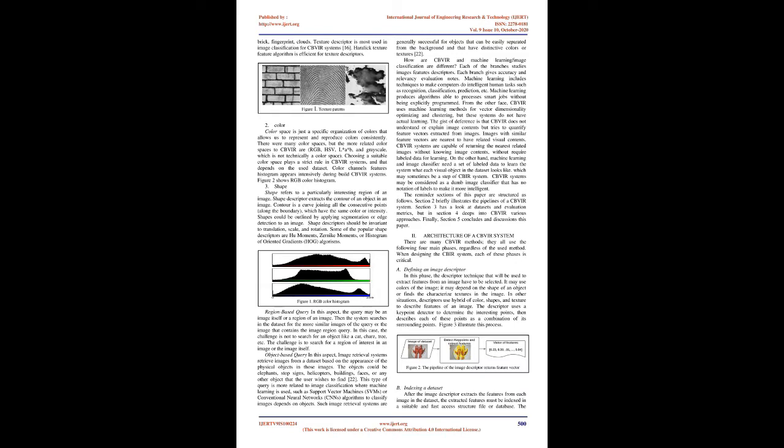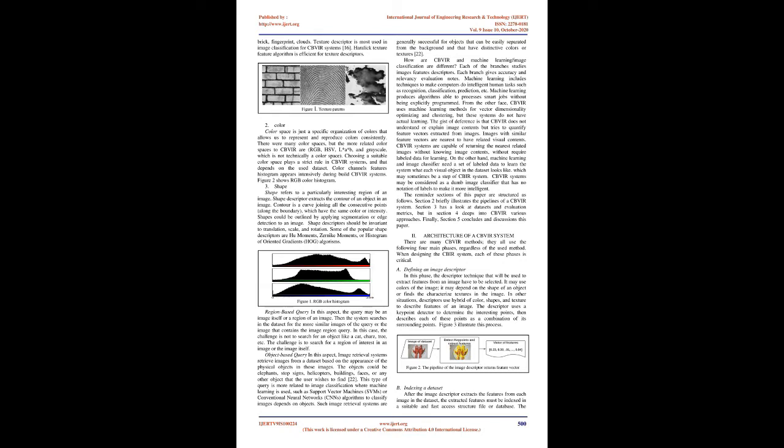3. Shape. Shape refers to a particularly interesting region of an image. Shape descriptor extracts the contour of an object in an image. Contour is a curve joining all the consecutive points, along the boundary, which have the same color or intensity. Shapes could be outlined by applying segmentation or edge detection to an image. Shape descriptors should be invariant to translation, scale, and rotation. Some of the popular shape descriptors are Hu moments, Zernike moments, or histogram of oriented gradients, HOG, algorithms.